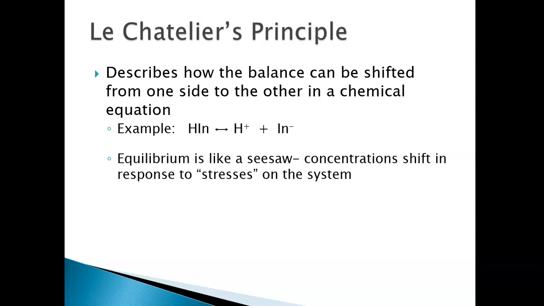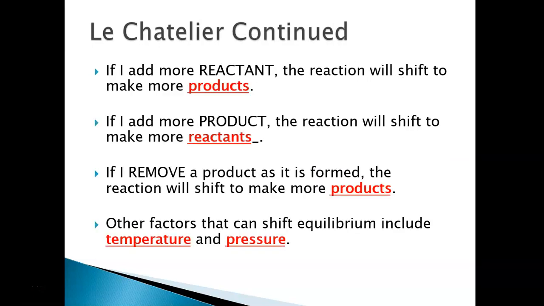If we had a seesaw that was for some reason perfectly balanced with kids on both sides, and we wanted to keep it balanced, if a kid jumped on one side of the seesaw, everyone would have to shift in order to regain balance. So concentrations of reactants and products shift in response to stresses on the system to try to regain balance. Okay, so if I add more reactant to a system at equilibrium, all of a sudden there's more reactant and it's unbalanced. So the reaction will shift to make more products.